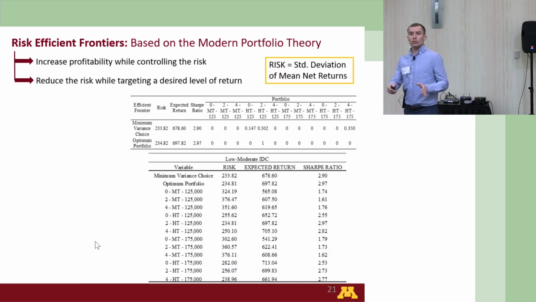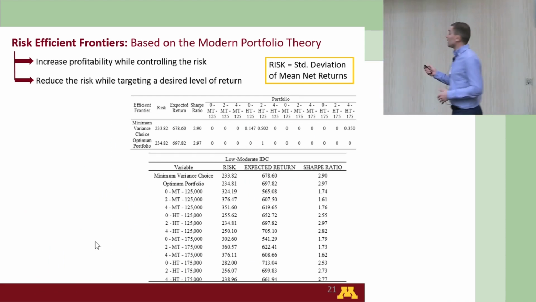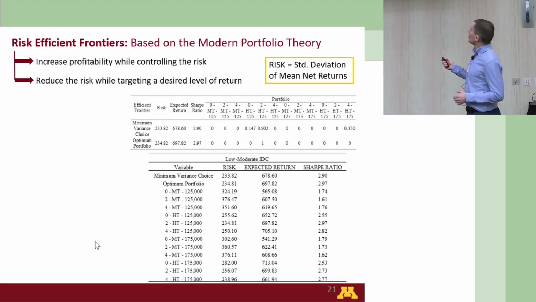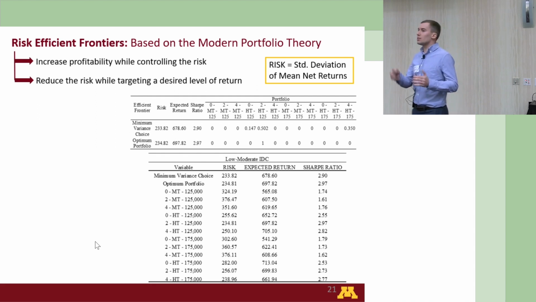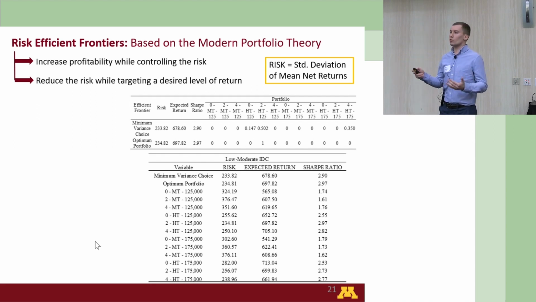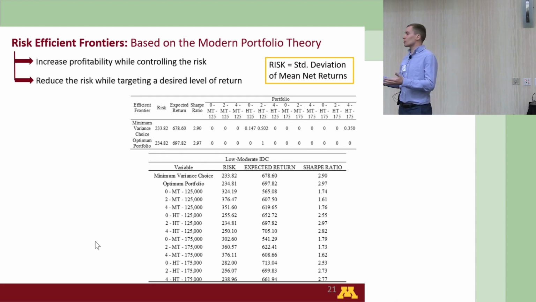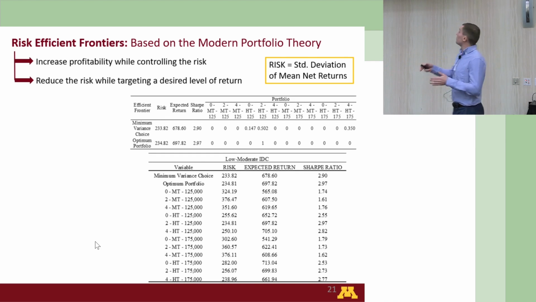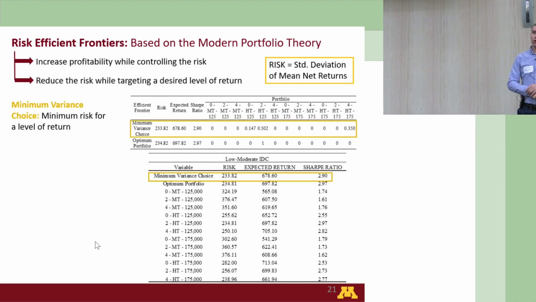Okay, so the results of each profitability assessment were also used in a risk-efficient frontier analysis based on modern portfolio theory. This approach basically reveals how soybean growers can maximize economic returns while controlling the risk, or minimize the risk while targeting a desired level of return. As such, a grower's choice of what management strategies to use is like an investor's choice of what stocks to invest in a stock portfolio. And it's based on the variability of net economic returns.